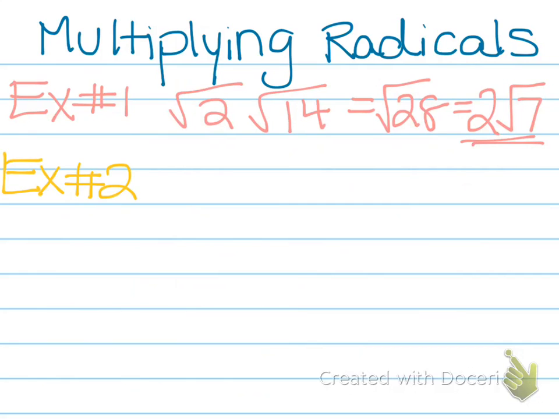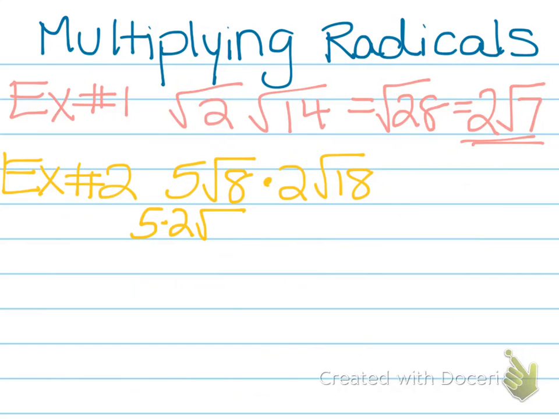Alright, so another example could look like 5 square root 8 times 2 square root 18. So this is a different type of example because you have the 5 and the 2 outside of the radical. So a couple of things you can do, and the first thing that I'm going to do is say, okay, well I can simplify the square root of 8 and turn it into 4 times 2. If I pull out that 2, I'm going to multiply it by 5. So technically I have 5 times 2 came out, square root of 2 is left over. And then over here, I could pull out a 9, which becomes a 3, so I'm just going to make that 6 square root 2.